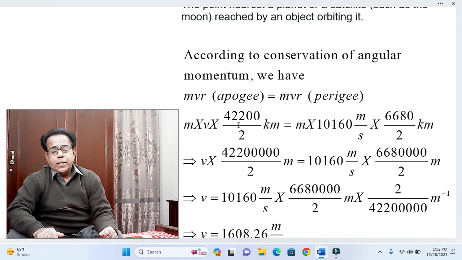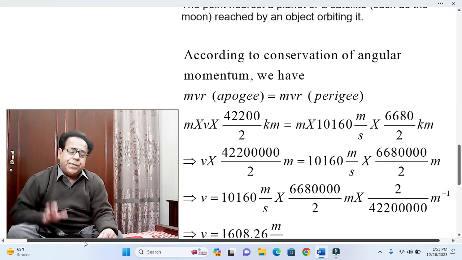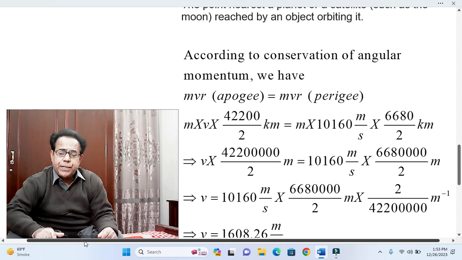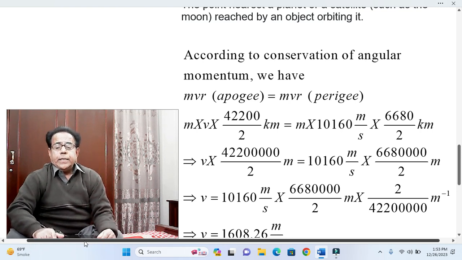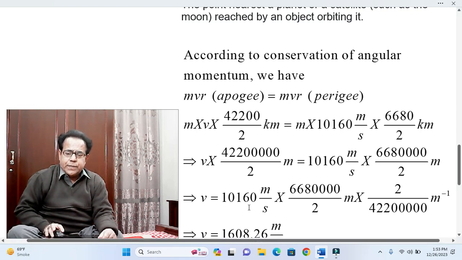Okay, this implies that v into 42200, we have increased three zeros because we have converted kilometer into meter, divided by 2, this is equal to 10160 meter per second into 6680. Here again we have increased three zeros because we have converted kilometer into meter, divided by 2. Okay, radius means half of the diameter.